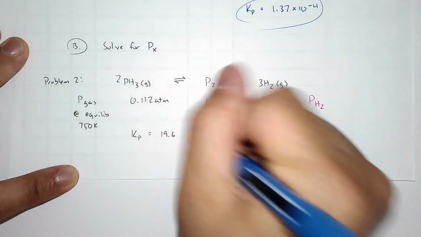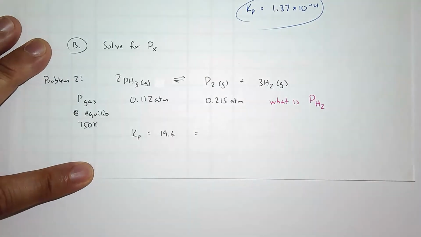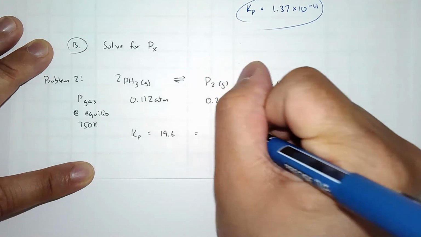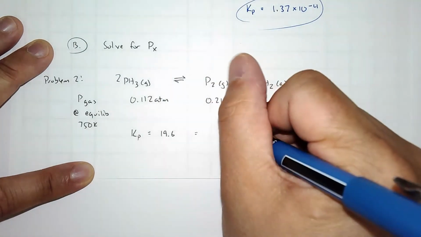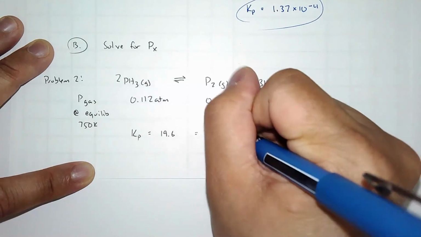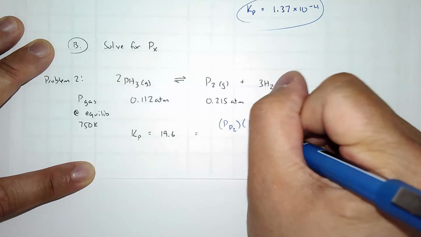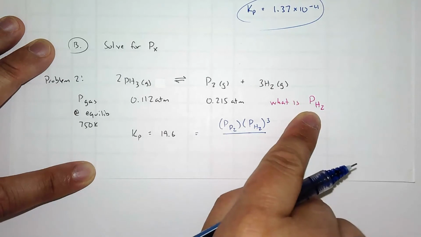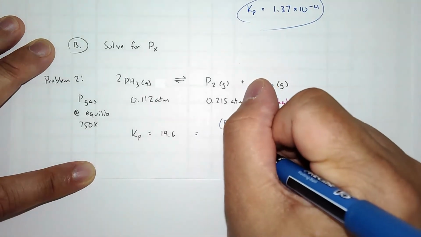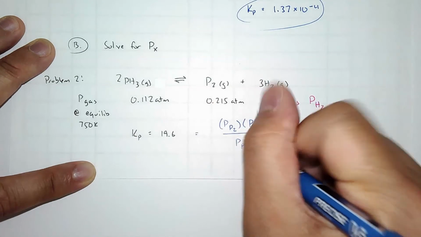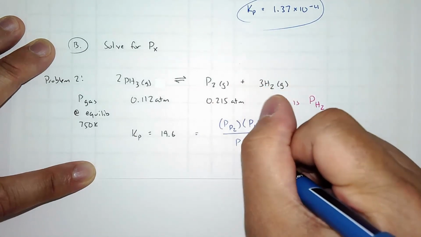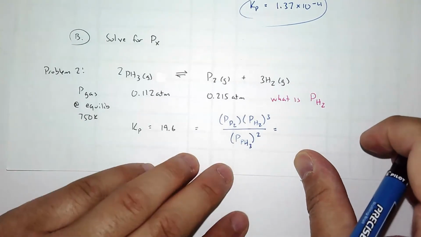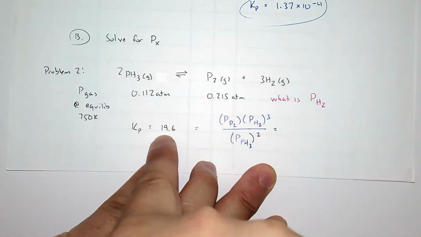Again, I would suggest drawing out the expression. The partial pressure of P2 times the partial pressure of H2 cubed, but that's what we're looking for, and then the partial pressure of phosphorus trihydride squared. I'm going to plug in the numbers. I still have 19.6 here.